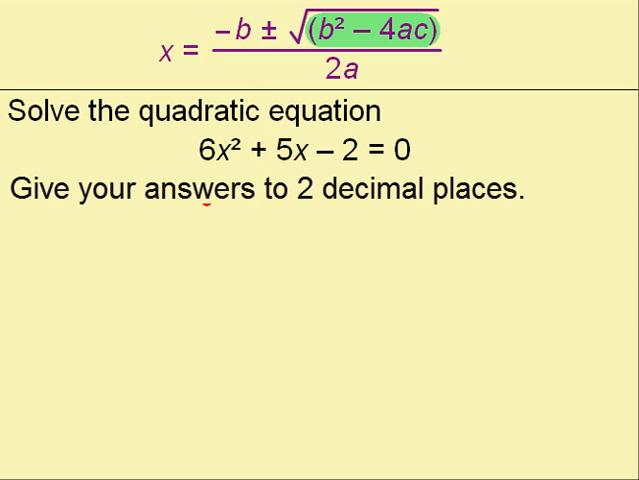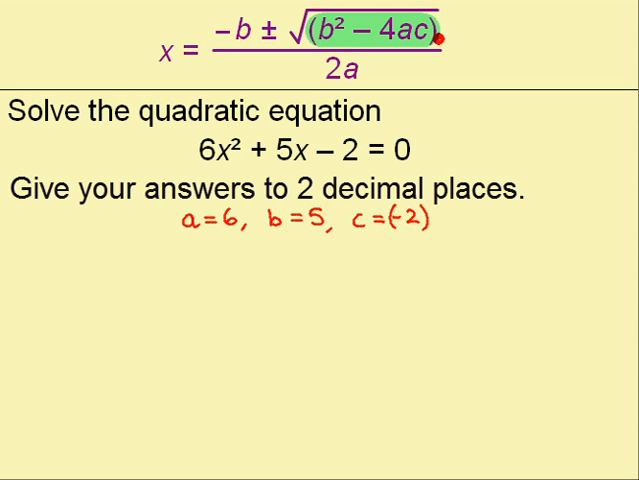So now we're back to our question as it would appear on the exam. The first step to solving it is to write down what A, B and C are. So A is 6, B is 5, and in this case it's positive 5, so I can just write 5, and C is negative 2, so I've got to make sure I write minus 2 and I put this in brackets.